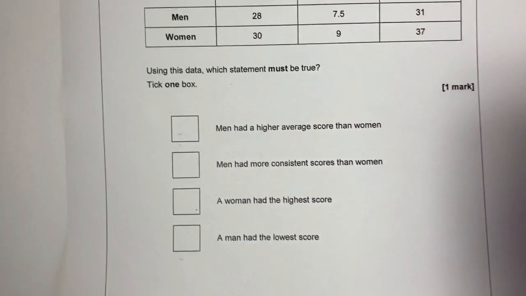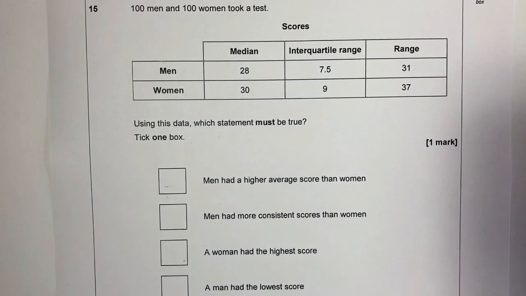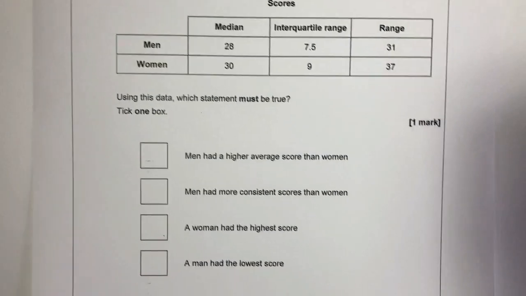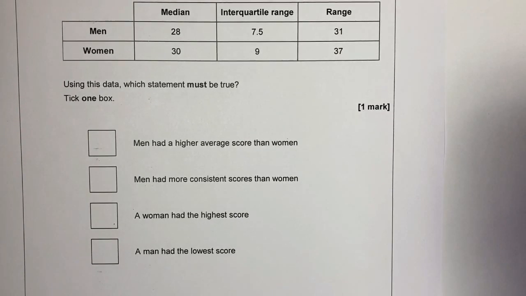Question number 15 deals a little bit with something called box plots or cat whisker diagrams. What we're given is the median, the interquartile range, and the range for men and women who took a test. Using the data, which statement must be true? I know it's only 1 mark, but I think it is worthwhile having a go at these, just to see for yourself if you can figure out what's going on. So I'm going to very briefly draw a couple of box plots so you can see for yourself.